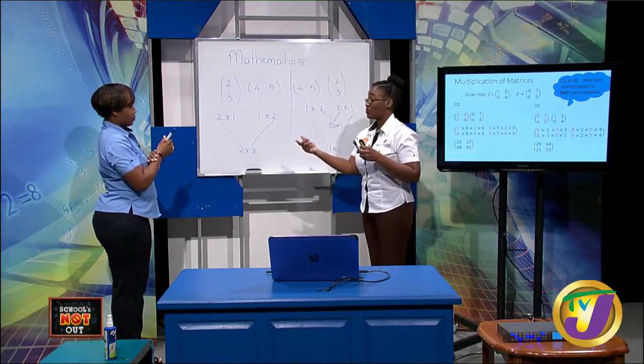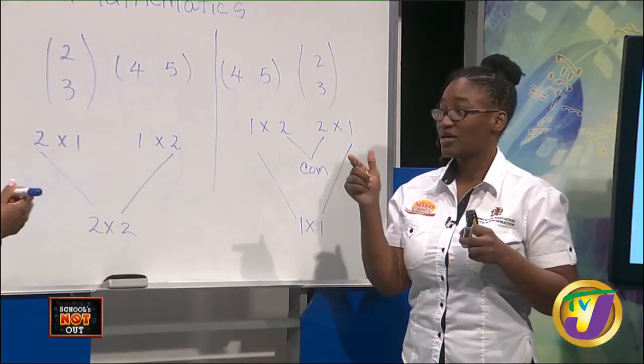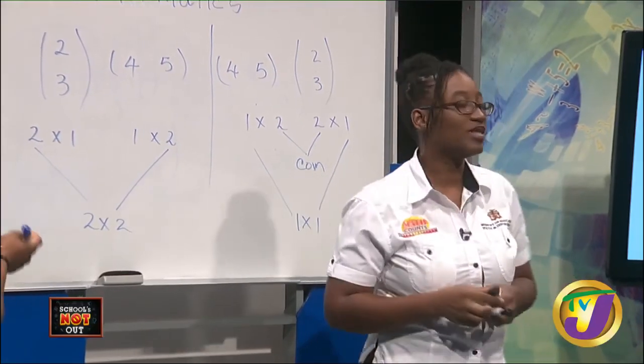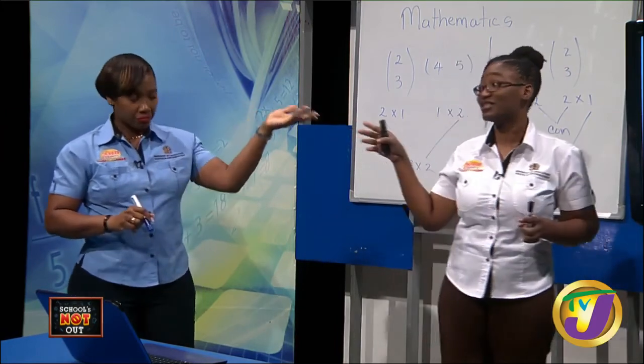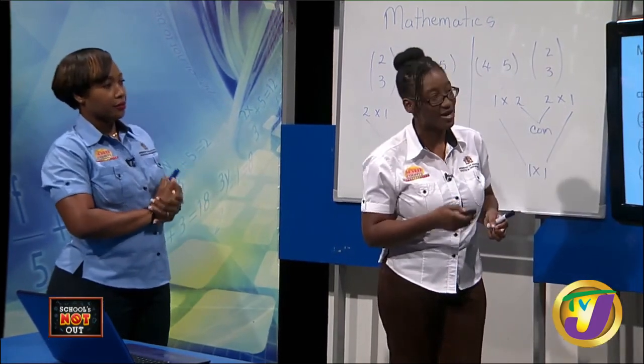But what we can say is that the result will be different. It won't be the same. They may be compatible outside of a square matrix. They don't have to be, because remember our first example. So we have to point that out.